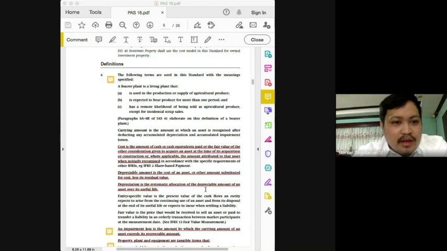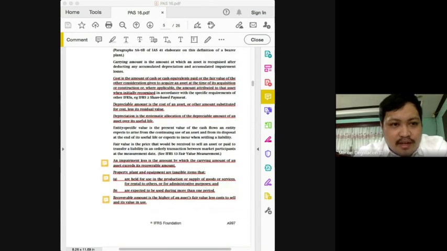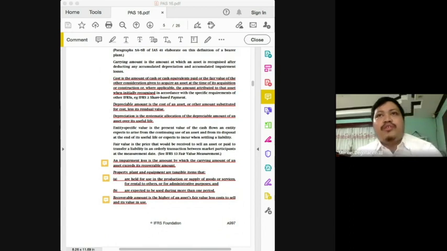Okay. Here you have the definition of cost. Cost is the amount of cash or cash equivalent paid or the fair value of the other consideration given to acquire an asset at the time of acquisition. This is important because this is a common question. Which of the following describes cost? And all you have to do is to remember the definition provided in the standard.